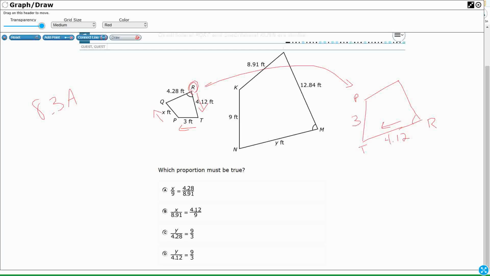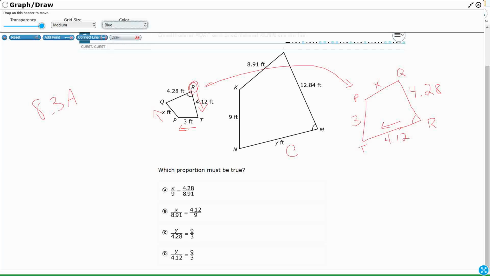Counterclockwise, I'm going from X. That's the one I need. That P to Q is X. And then from Q to R, to finish this counterclockwise, 4.28. All right, so that would be my suggestion, is to redraw one of them. I also could have redrawn this big one and rotated it, but now I can visually match up which sides go with which. Okay, so let's look at these proportions.